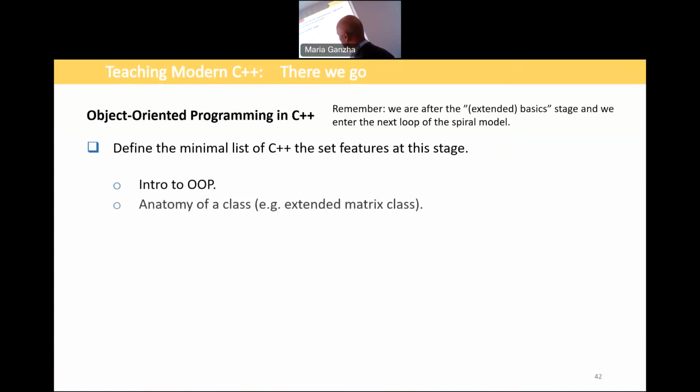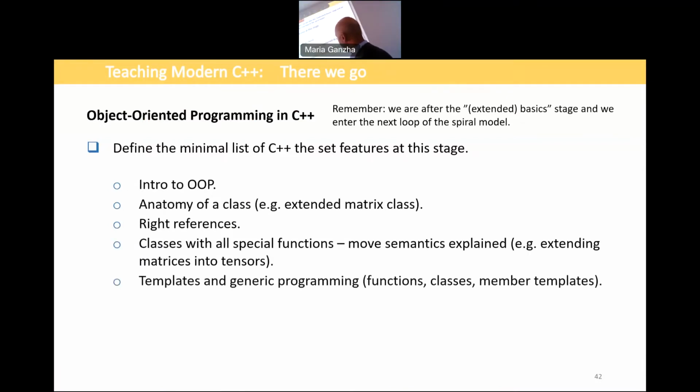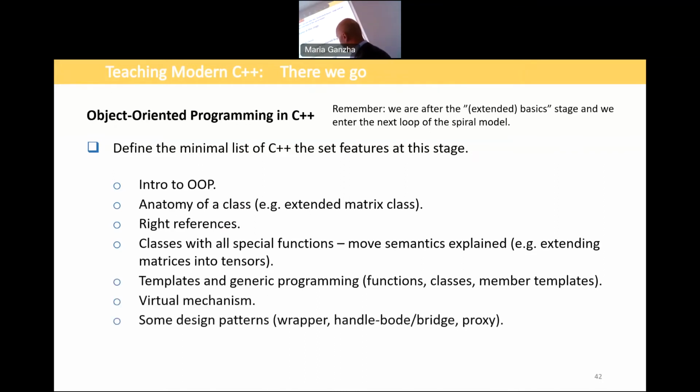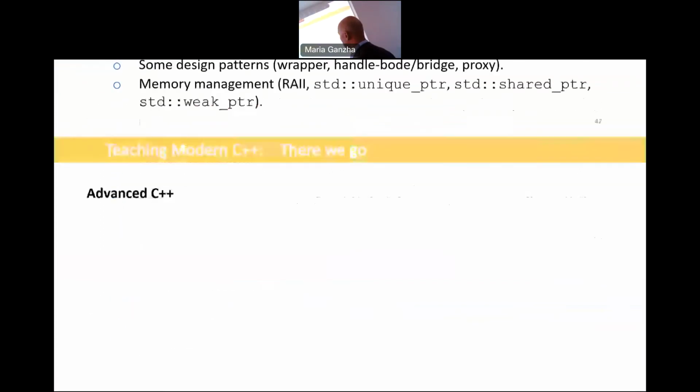So, introduction to object-oriented, full anatomy of a class, so all the special functions, rvalue references at this stage, classes with those special functions, move semantics, templates, generic programming, virtual mechanism, design patterns. What are the most important, in my opinion: wrapper and the body, proxy, memory management, what is resource acquisition is initialization, and also, if we have time in the second semester, we show also smart pointers as well.